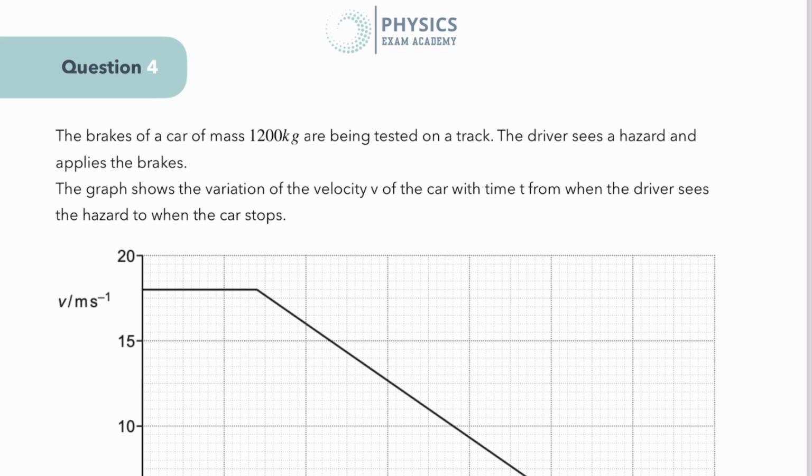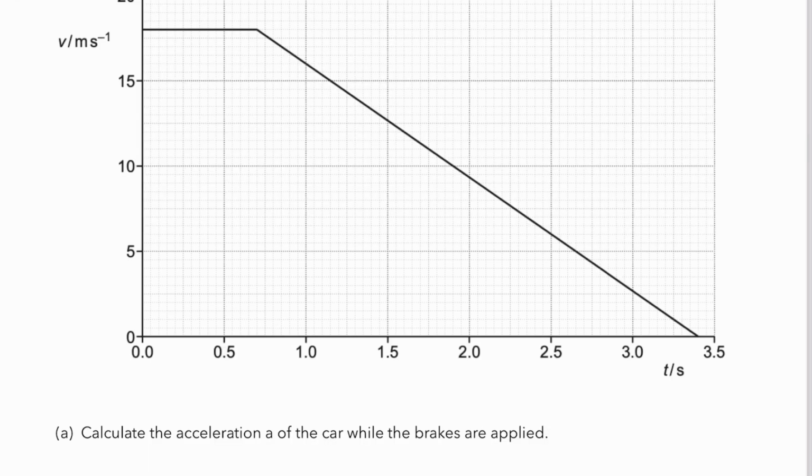Question 4. The brakes of a car of mass 12,000 kilograms are being tested on a track. The driver sees a hazard and applies the brakes. The graph shows the variation of the velocity of the car with time t from when the driver sees the hazard to when the car stops. Calculate the acceleration of the car when the brakes are applied.